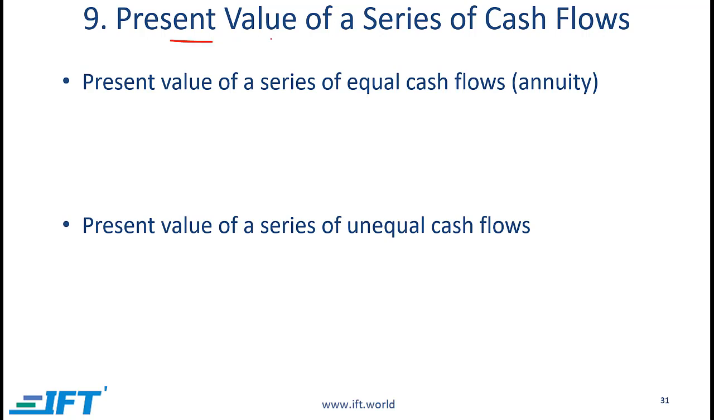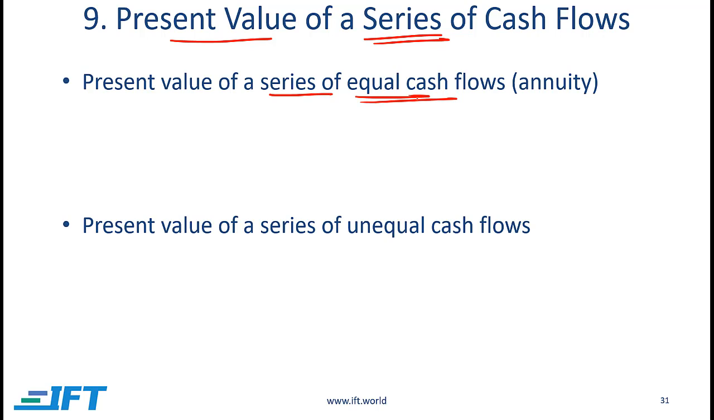Moving now to the present value of a series of cash flows. And when we talk about a series of cash flows, either we can have a series of equal cash flows or a series of unequal cash flows. When we have equal cash flows, then this cash flow stream is called an annuity. And let's make sure we understand what's meant by equal.